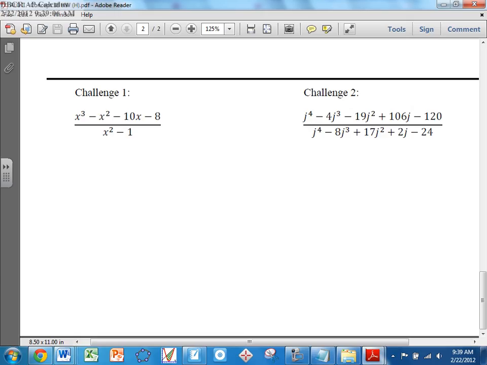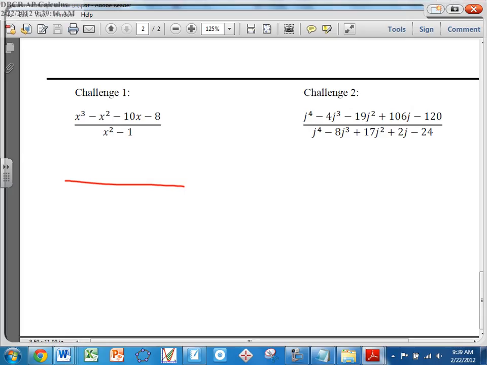Can somebody tell me what they did for challenge 1? Split what up, Anthony? Okay, how did you split the numerator up, though? It's cubed. How do you do that? Okay. Well, there are several ways to do it. There's a method called grouping. I thought maybe you were about to do that. I haven't taught that yet, though, so I thought maybe you knew it ahead of time. What could you do?